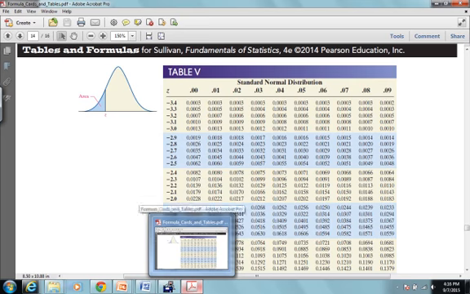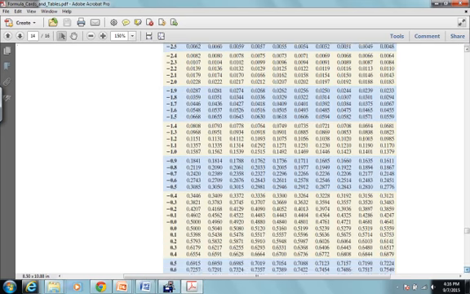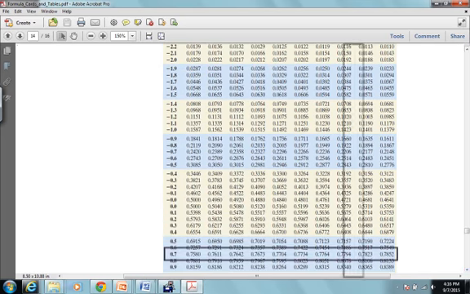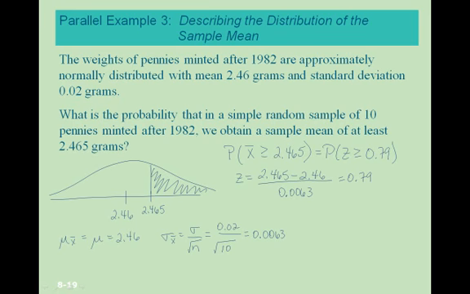So we can look at our table, and we want to look at 0.7 and 9, and we get this value here. So this will be equal to 1 minus the value from the table when we looked at 0.79, which is 0.7852. So we'll get a value of 0.2148.